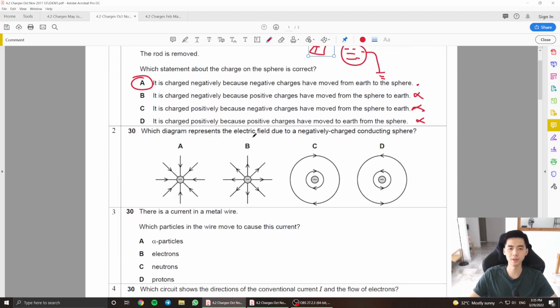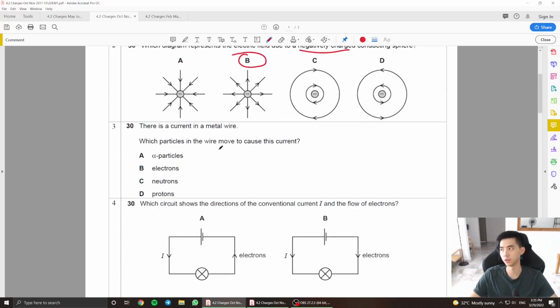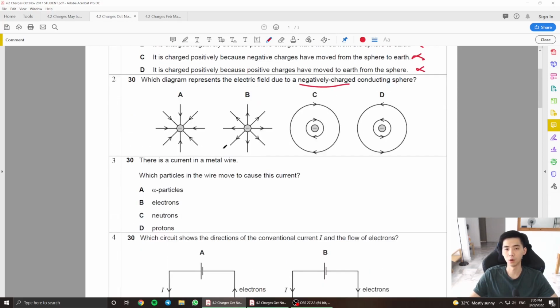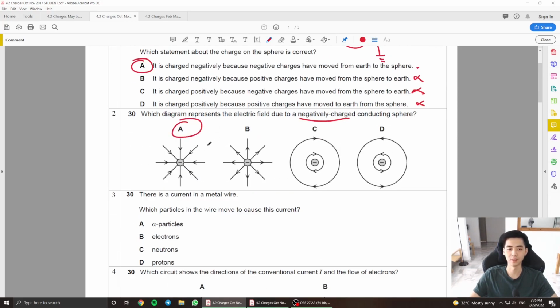Which diagram represents the electric field due to a negatively charged conducting sphere? Obviously B is the answer, no explanation here. Oh, I mean A is the answer, guys. The electric field is going to go in to a negative charge and out from a positive charge.